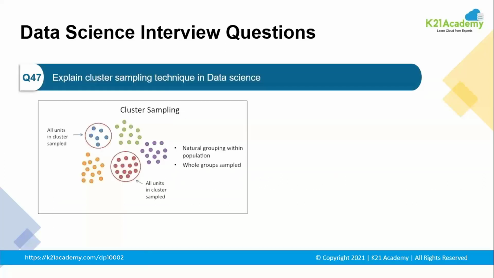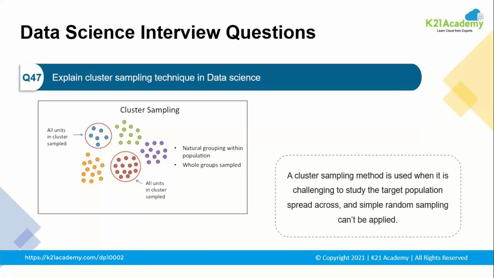Moving on to the next one, explain cluster sampling techniques in data science. Clustering is basically used in unsupervised learning. As I mentioned earlier, when you are doing unsupervised learning, this is where you don't have output features, so everything depends upon the clusters or the similarity in the features. So let's see what is cluster sampling. A cluster sampling method is used when it is challenging to study a target population spread across a wide area, and simple random sampling can't be applied.